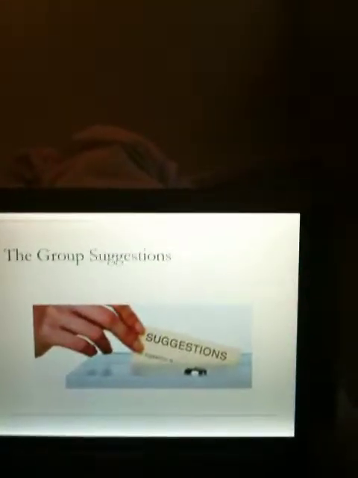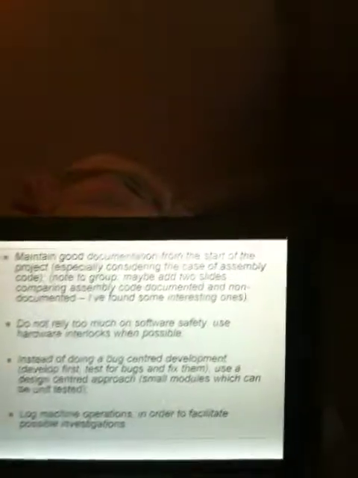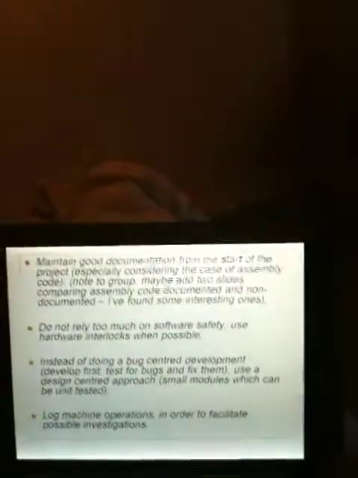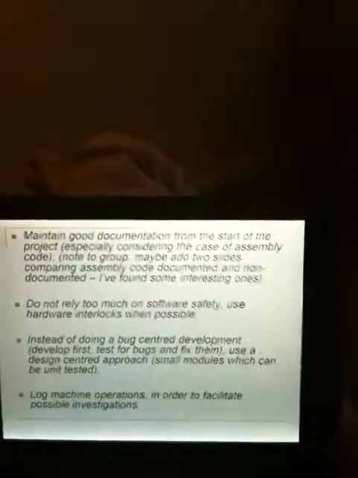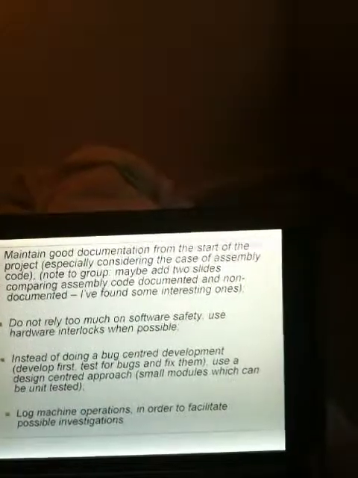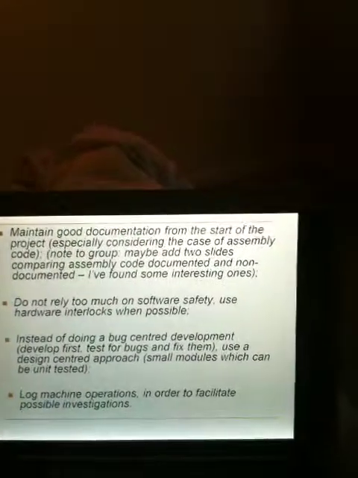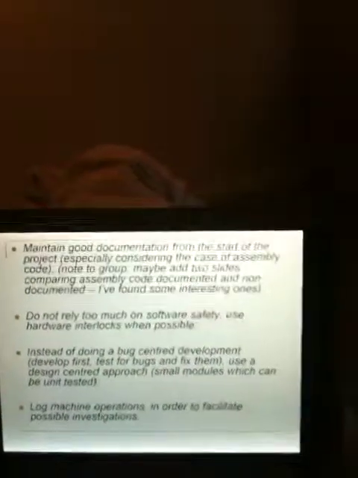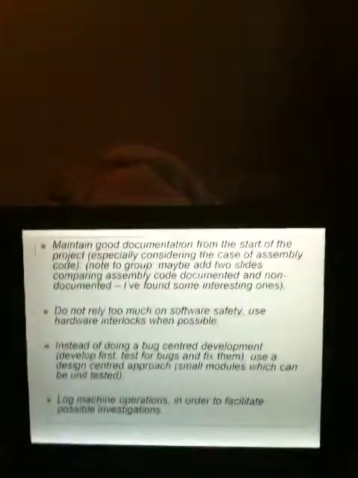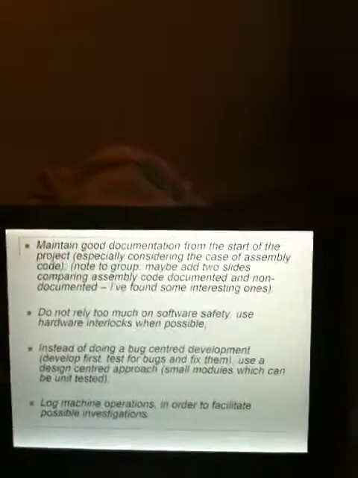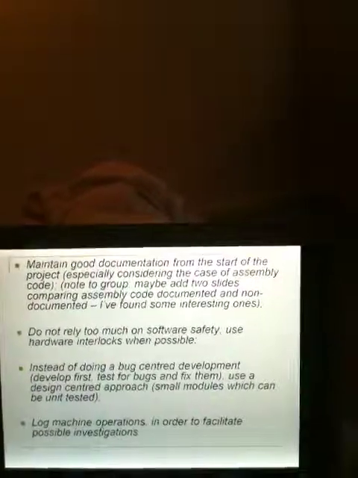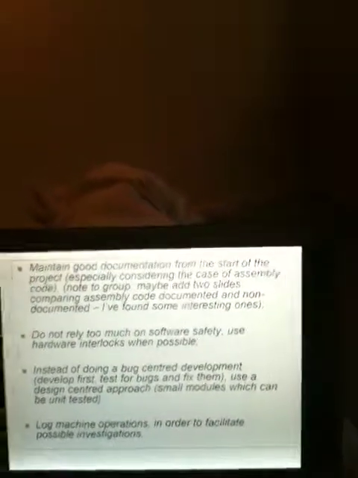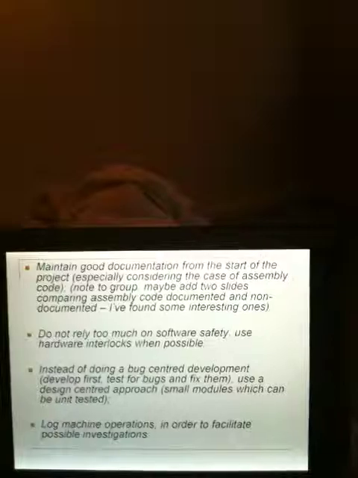So now we're going to make some group suggestions to the project. The first one is to maintain good documentation since the start of the project. We've all been through some really badly documented Java and C++ code, and we know how hard it is to understand. But now imagine a microcontroller-specific assembly code program. It is a lot harder to understand.